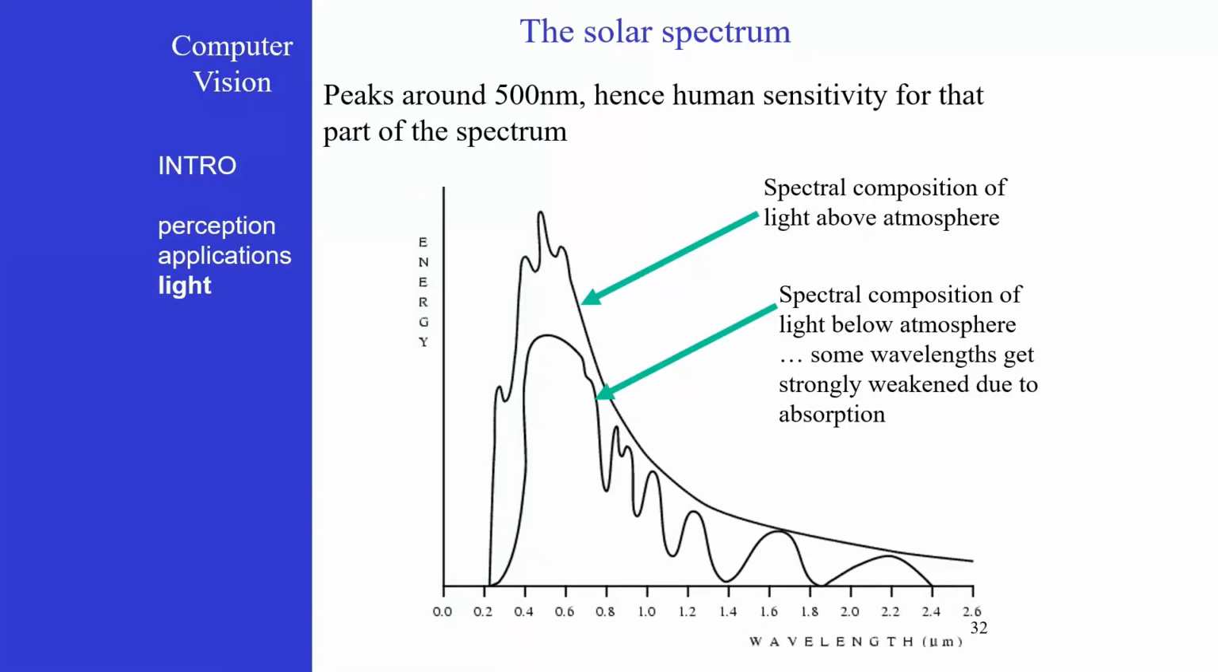Notice, by the way, that if you look at what reaches us, the black line below the atmosphere, the peak is around 550 nanometers again. That's also where human vision is the most sensitive. So we are most sensitive to the light that we get from the sun.